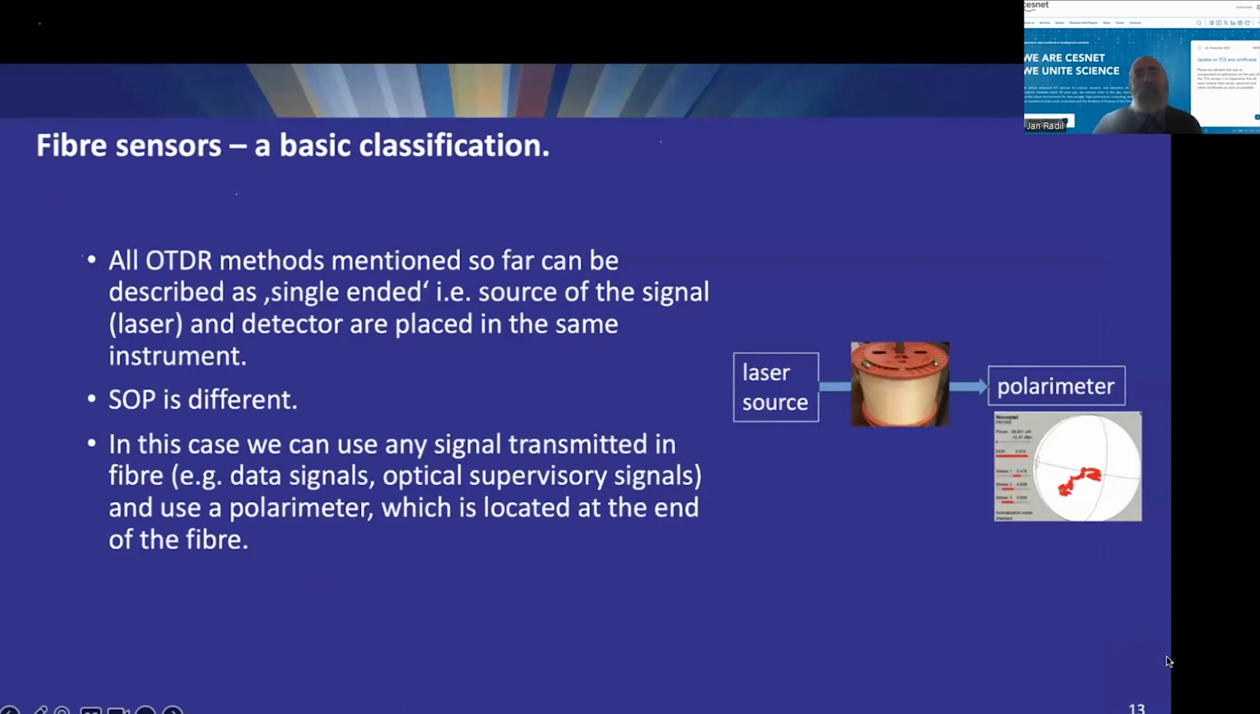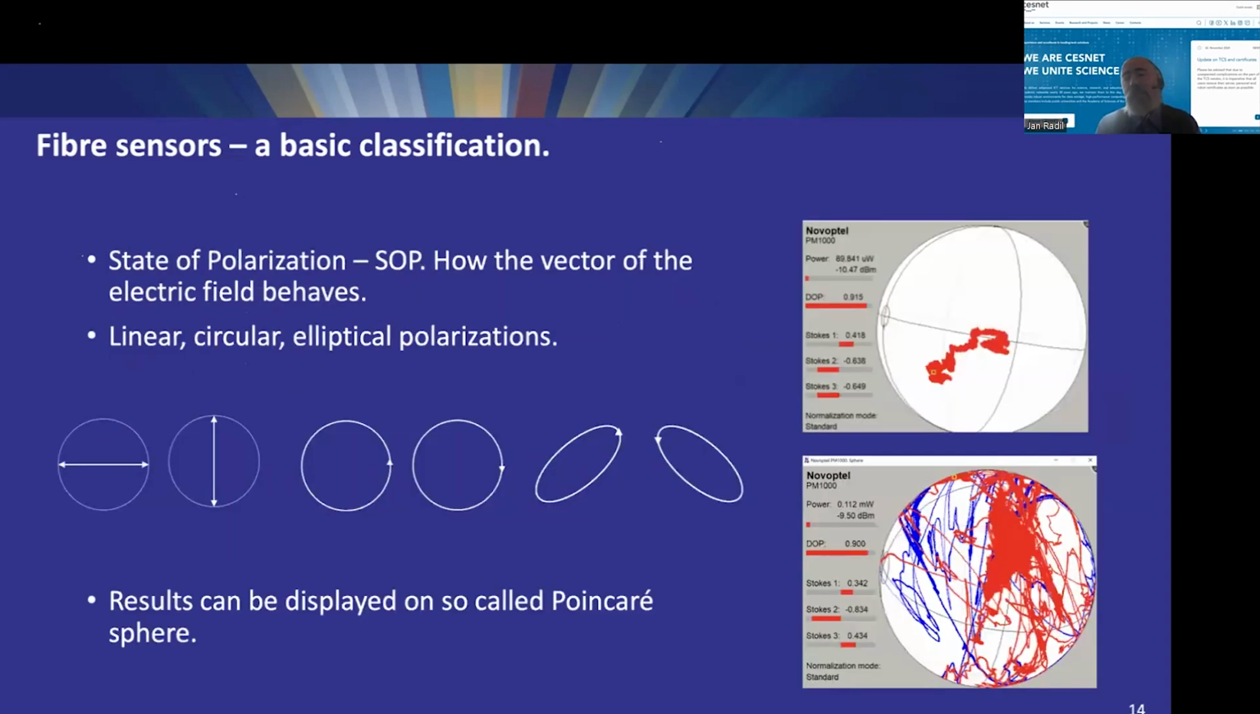All these OTDR methods can be described as single-ended. So it means that the source of the signal, which is the laser, and the detector are placed in the same instrument. State of polarization is different. We have a laser source, fiber, and a polarimeter located on the opposite side of the fiber. In this case, we can use any signal transmitted in the fiber, can be data signals or some optical supervisory signals, which are just used for basic communication between equipment, and we can use a polarimeter.